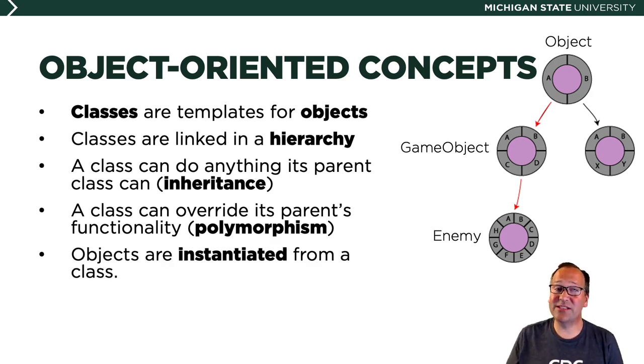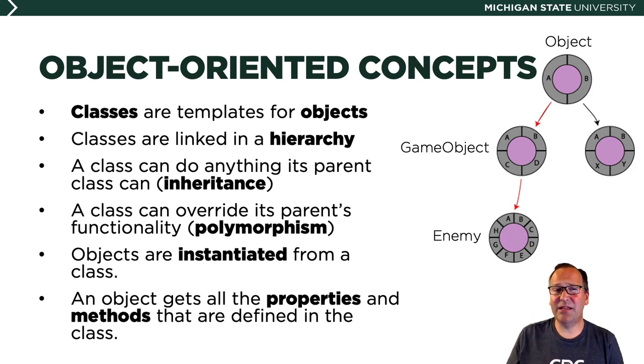Objects are instantiated from a class. So if you want to create several enemies, you can do so by instantiating the enemies using the enemy class. And an object gets all the properties or variables and methods or functions that are defined in the class. This slide summarizes a lot of the object-oriented concepts and terminology that we'll use when talking about C# in Unity.